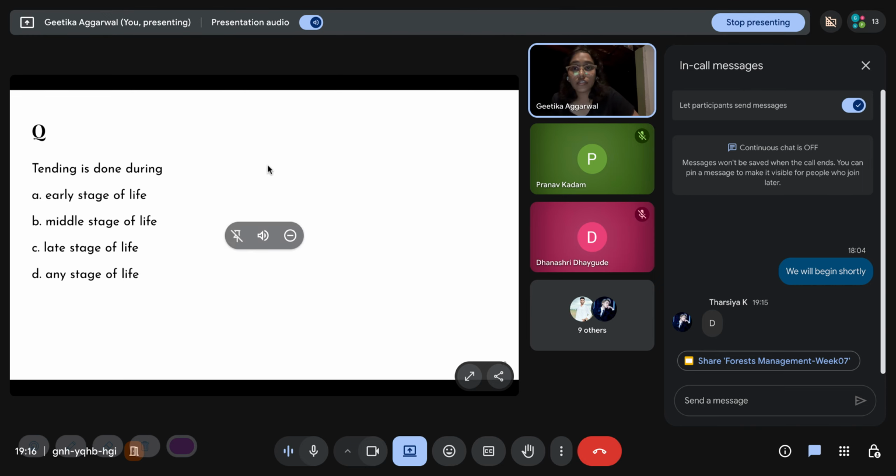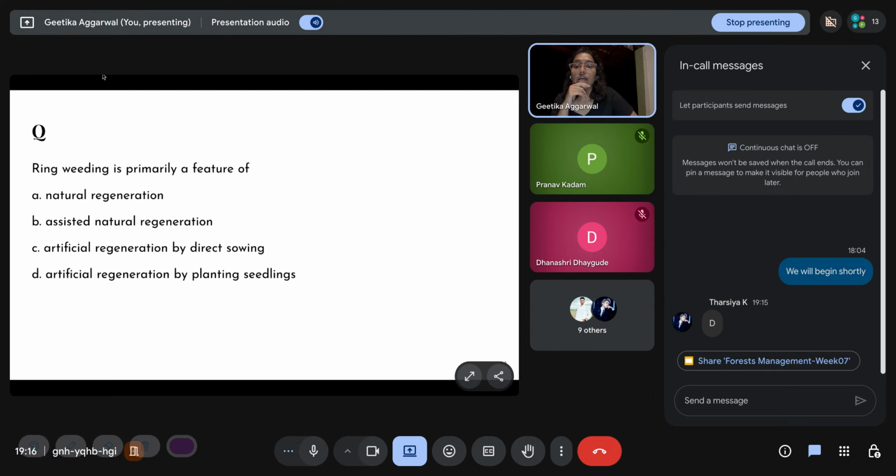Okay. So yes, Tharsha, you're correct. You can carry out tending at any stage of the life of the forest. Ring weeding. What is ring weeding? It's primarily a feature used for natural regeneration, assisted natural regeneration, artificial regeneration by direct sowing, or artificial regeneration by planting seedlings. When is ring weeding done? What is it a feature of? Which of these practices involves ring weeding?